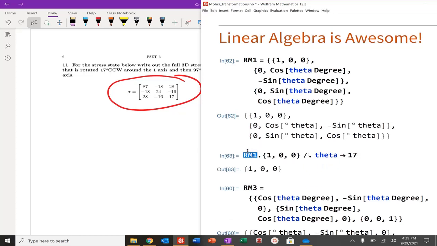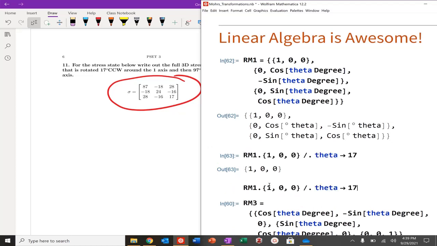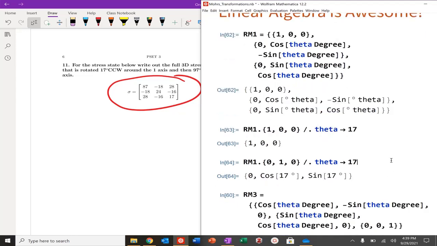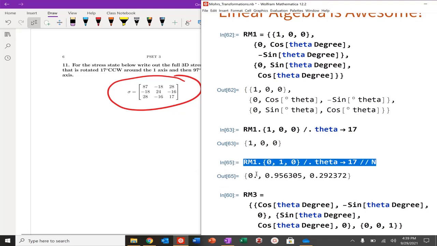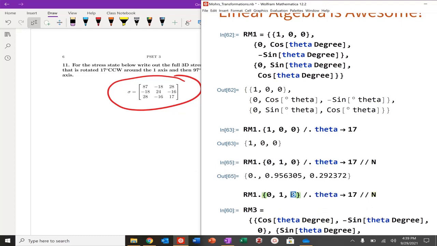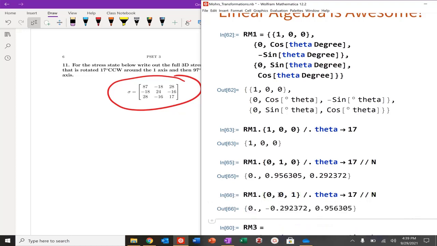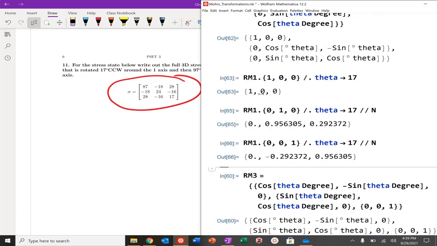So I could do the same thing for my new values. I could do 0, 1, 0, and I definitely get a value here. Then I could do the same thing for my 3 axis. So after this single rotation around the 1 axis, this is my new 1 prime, 2 prime, and 3 prime respectively.